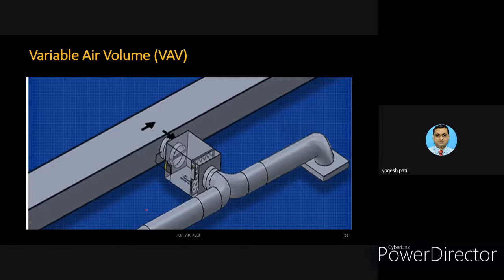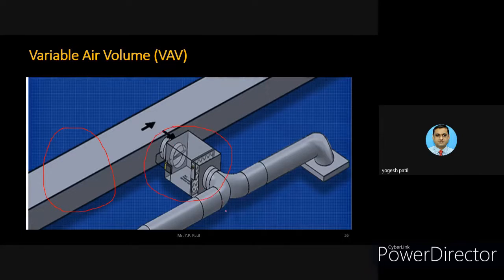The different sub parts of this AHU are located in a particular zone or room, called variable air volume. So what is variable air volume? You can see the animated diagram of this. This is the main duct, and for example, this is one zone where this particular unit is located.